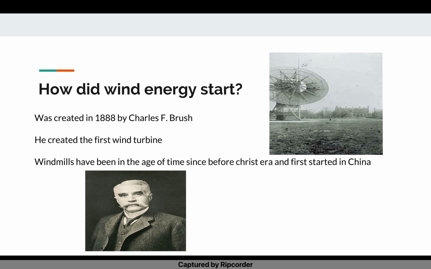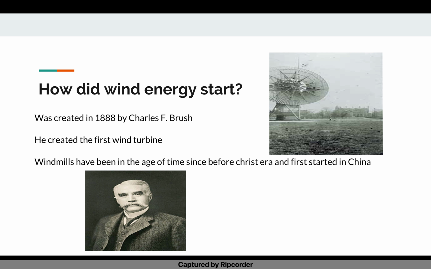And so, where did this all come from? Wind power has been used since the dawn of time. People used wind power for sailing boats. The Chinese by AD 1200 created windmills to power their grain mills and water pumps. But by 1888, Charles F. Bush created the first wind turbine.